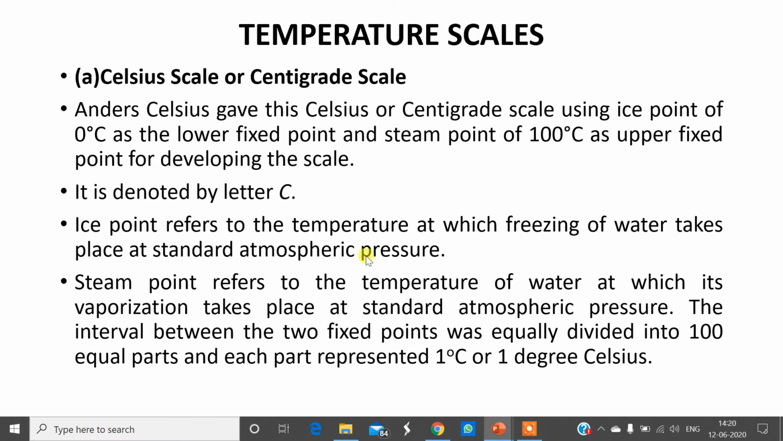Steam point refers to the temperature of water at which its vaporization takes place. Steam point means when water starts boiling at standard atmospheric pressure. At standard atmospheric pressure, water boils at 100 degrees Celsius. Actually, it is 99.99 degrees Celsius, but we take it as 100 degrees Celsius. The scale is divided into 100 equal parts and each part represents 1 degree Celsius.